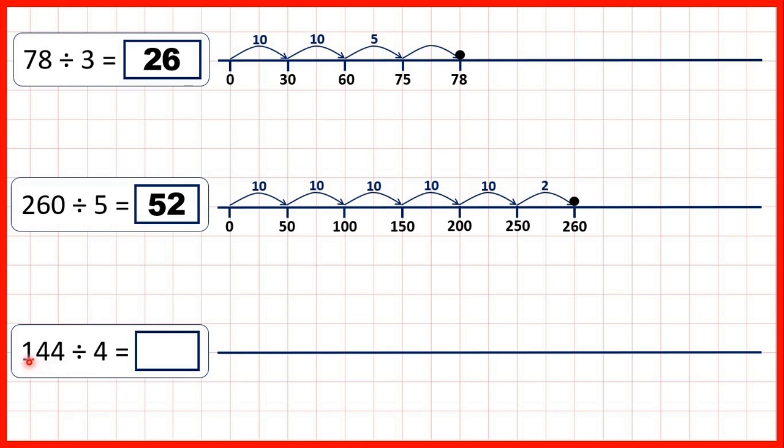And now 144 divided by 4. If we make a jump of 10 times 4, that takes us to 40. Another 10 times 4, so another 40, takes us to 80. And another 10 times 4 takes us to 120. Now we know that adding another 10 times 4 would be too many, because that would take us to 160.